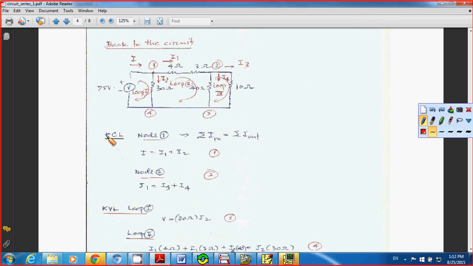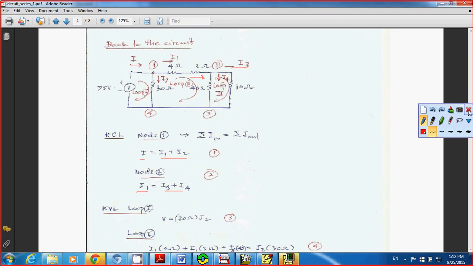Now when you apply KCL at node number 1, the summation of incoming current is equal to the total outgoing current. At node number 1, incoming current is I and outgoing current is I1 plus I2. Now take a look at node number 2. Incoming current is I1 and outgoing current is I3 plus I4. That gives you equation number 2.